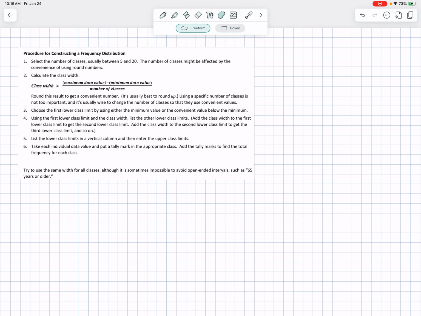Okay, now realize too that when you're constructing a frequency distribution, all of this is a suggestion. You and I could set up a frequency distribution for the same set of data, and they could look different and still both be completely acceptable. So, some of this is up to you on how you use it. Select the number of classes, usually between 5 and 20. And sometimes you may change the number of classes you want when you start looking at the numbers.